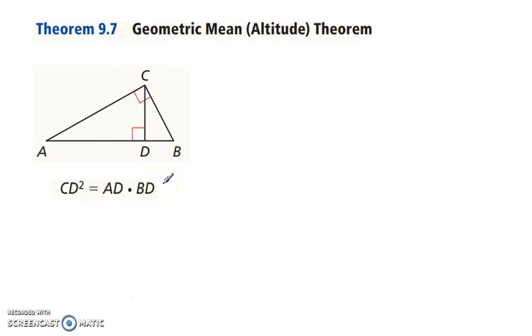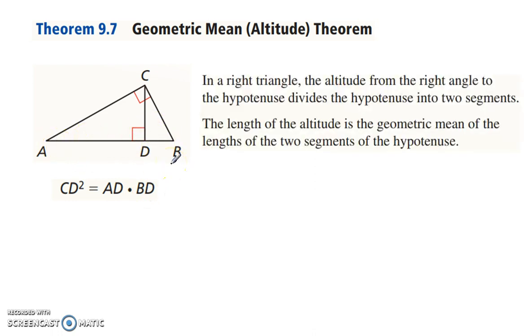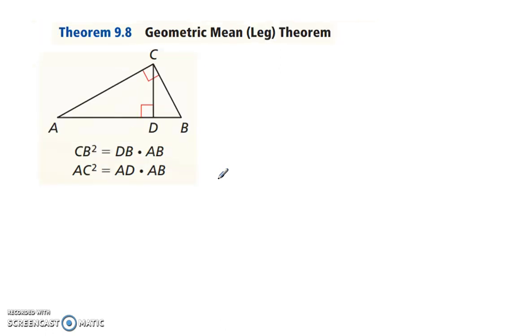This is 9.7, the geometric mean or altitude theorem, where CD, this altitude, is the square of the product of these two segments. In words, if you would like that, here we have all those fun words to explain that. The geometric mean leg theorem is similar, but now we're using the legs.